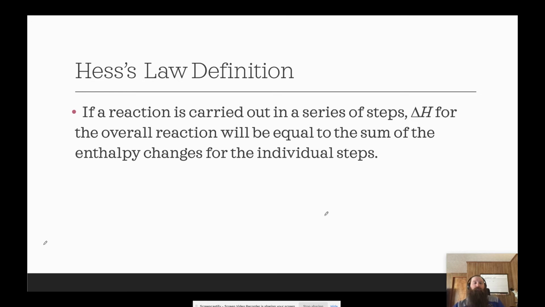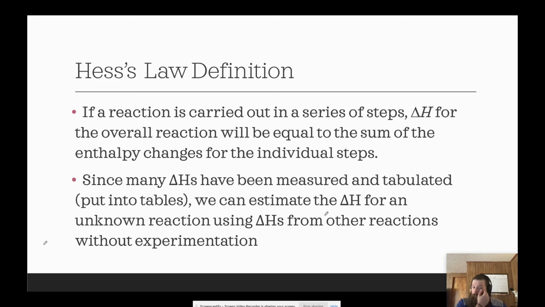Hess's law says this: if a reaction is carried out in a series of steps, then the delta H for the overall reaction will be equal to the sum of the enthalpy changes for each step. Why is this important? Why are we going to spend time on this? Well, it would really suck if you had to do an actual calorimetry experiment for every single reaction. But the thing is, we've already done a lot of calorimetry experiments.